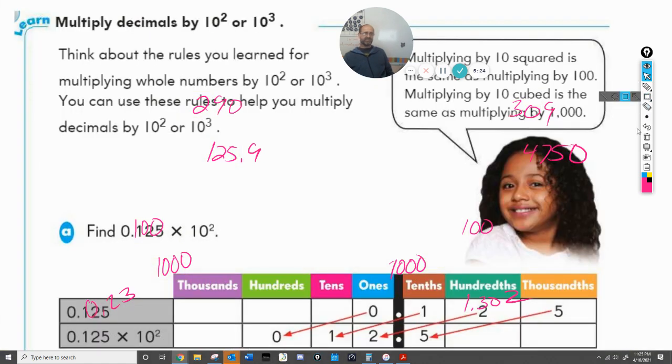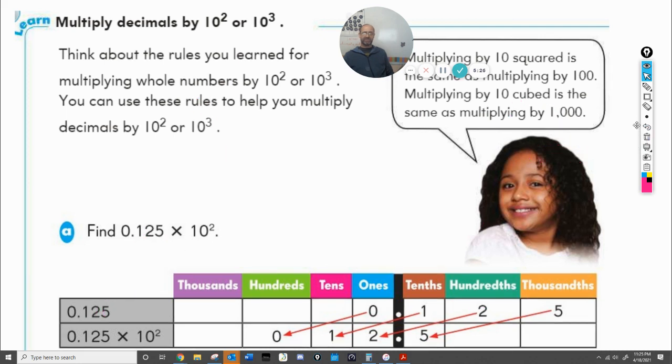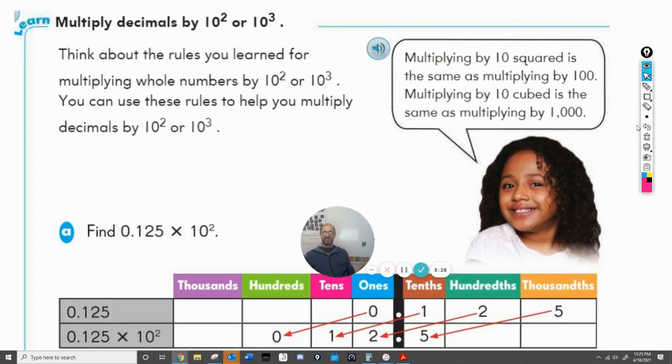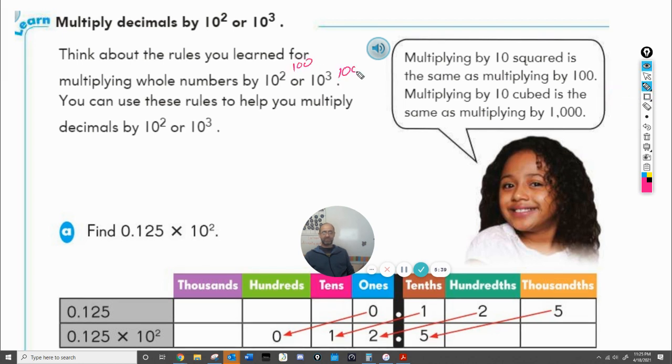See, they're going to get a little funky with you here, but don't overthink it. It says multiplying decimals by 10 to the second or 10 to the third. Think about the rules you learned from multiplying whole numbers by 10 to the second or 10 to the third, or as they're trying to tell you, 100 or 1,000. You can use these rules to help you multiply decimals by 10 to the second or 10 to the third, or you can use those handy-dandy little exponents to just tell you how far you're moving your decimal.